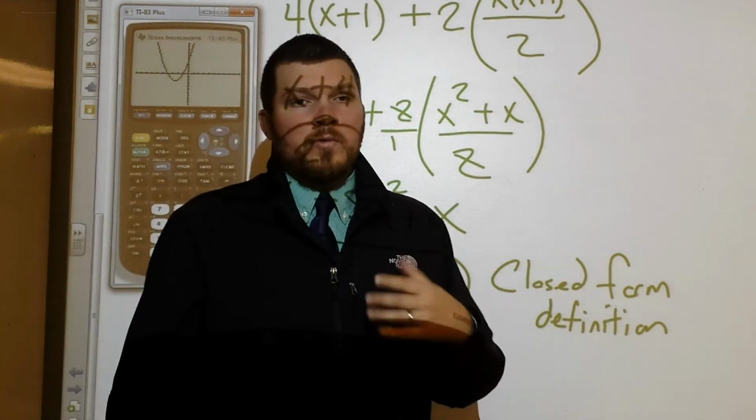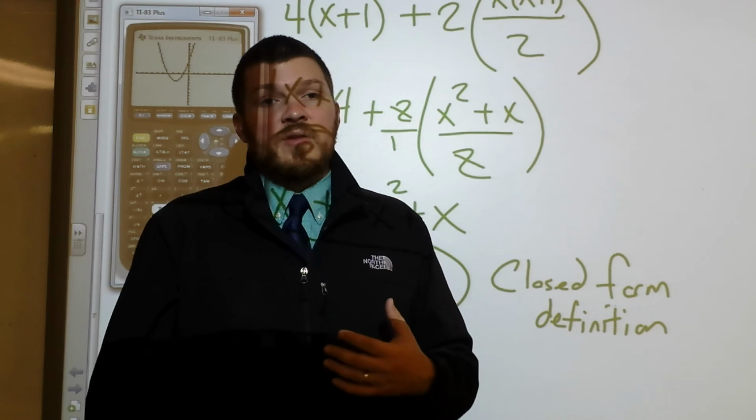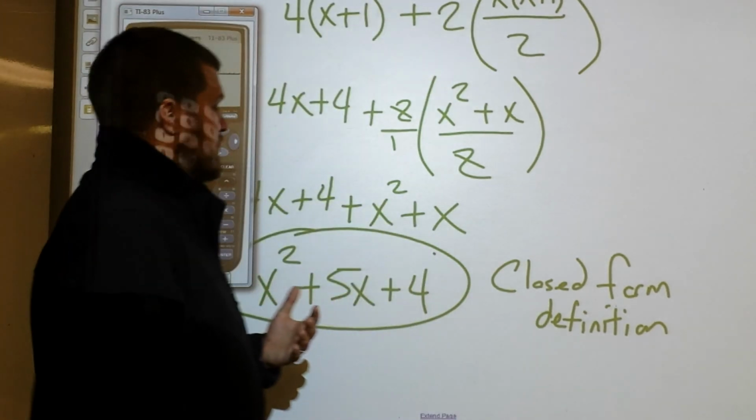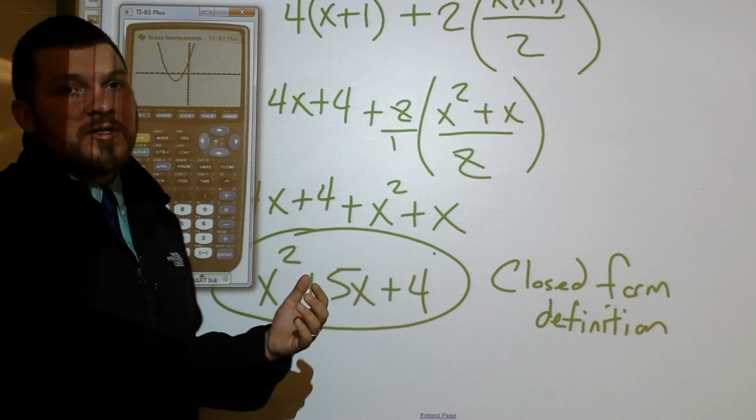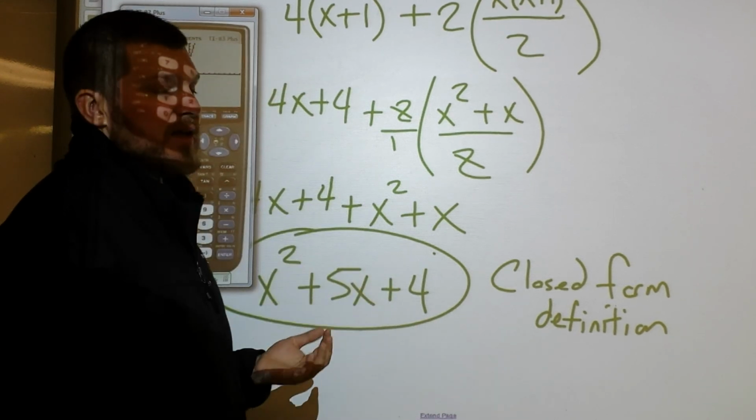So once we have the closed form definition, we can see how this sequence is going to behave over time. And then we can also use that to calculate specific outputs to start calculating the series, which is just simply the sum of the sequence. And that's it for this video.